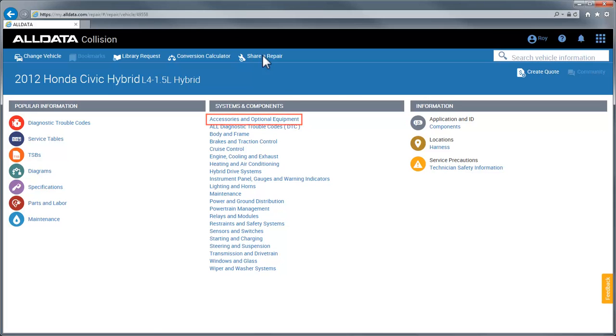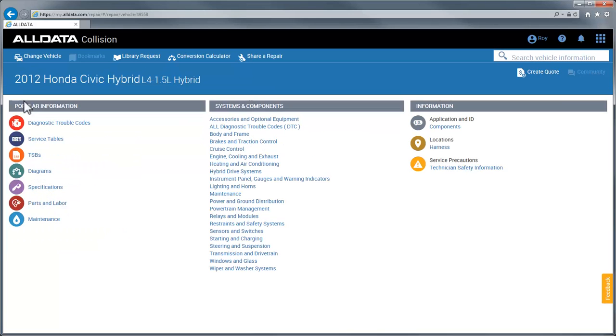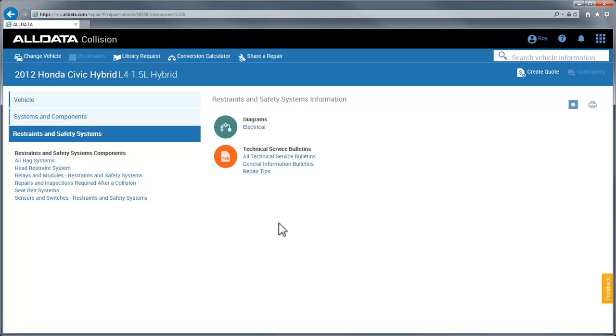Accessories and optional equipment contains information pertaining to anti-theft and alarm systems, collision avoidance and parking assist systems, forward-looking and backup cameras, and more. All the information you need when dealing with restraints and safety systems is conveniently listed in one section. Here, you will find the information you need when dealing with these critical safety components and systems.